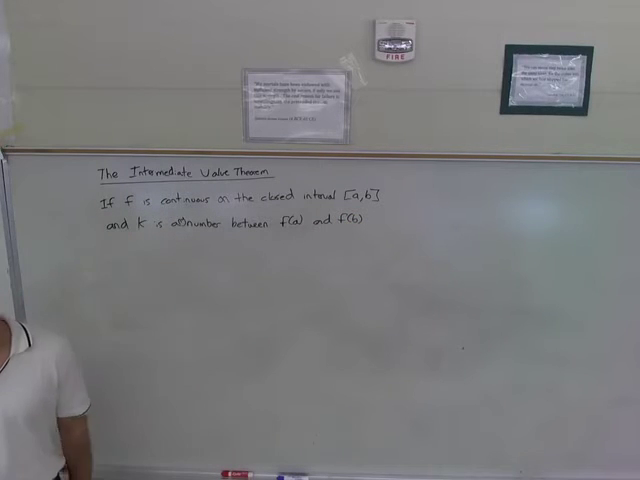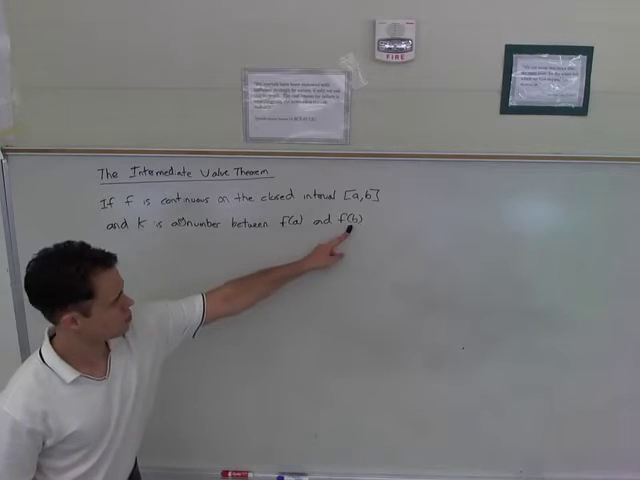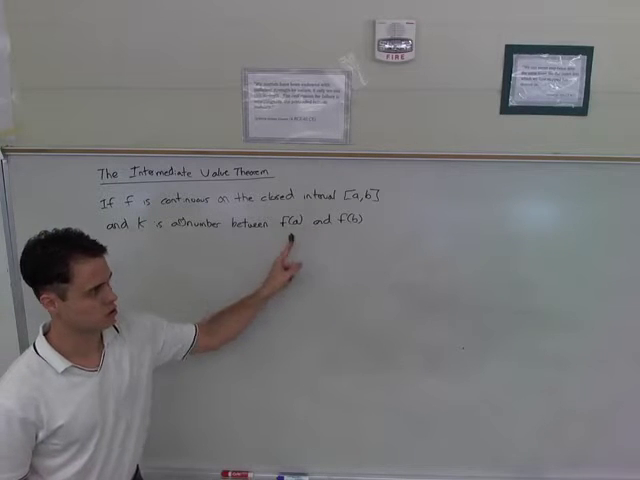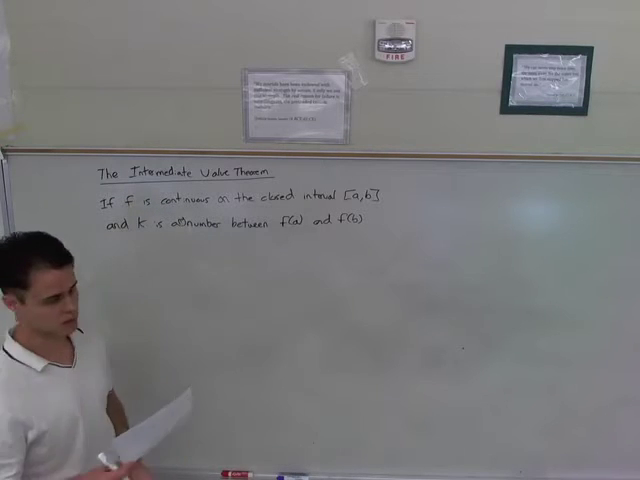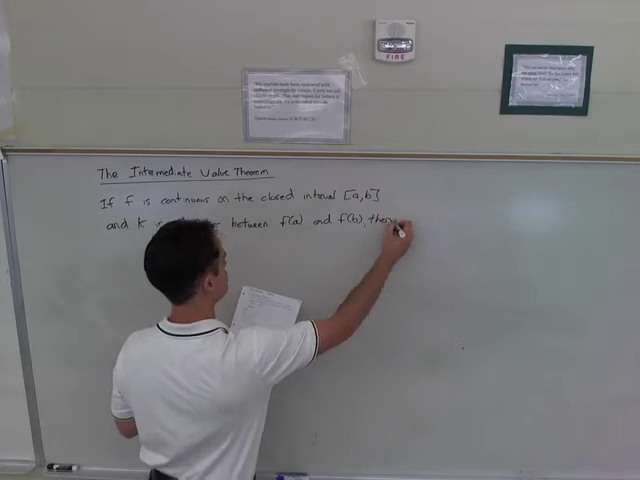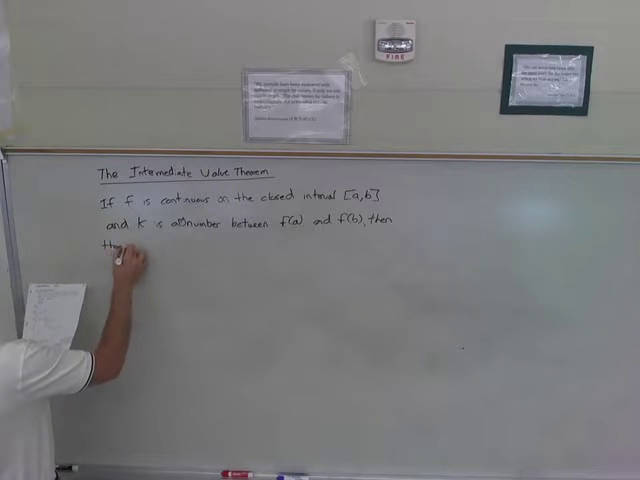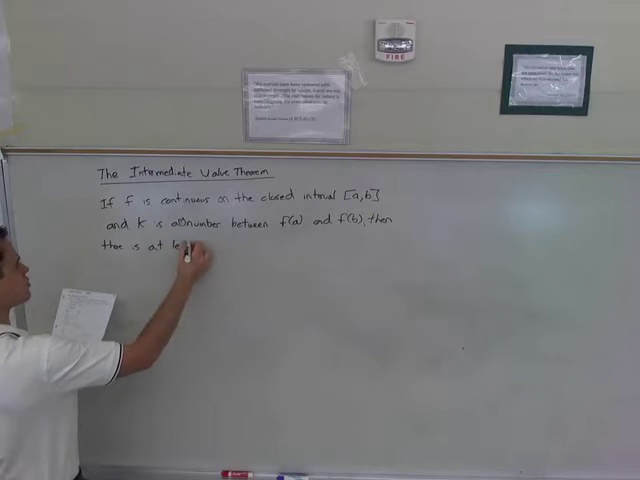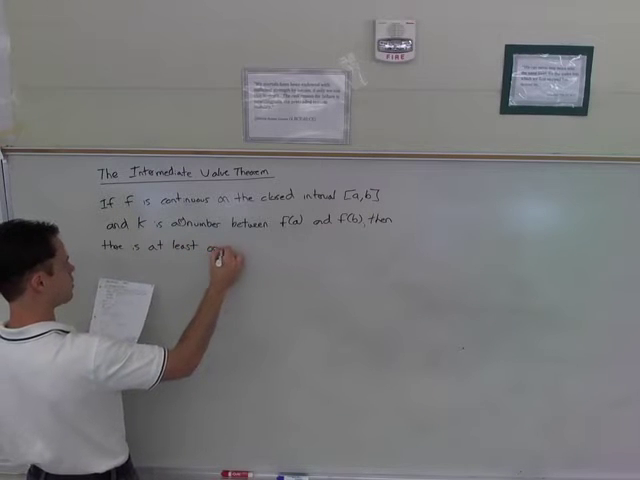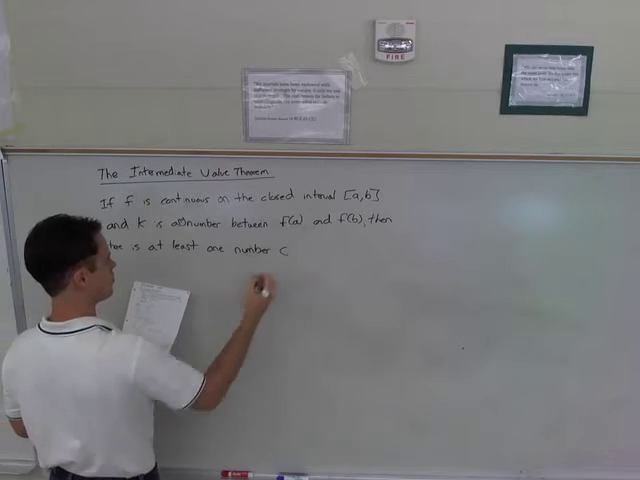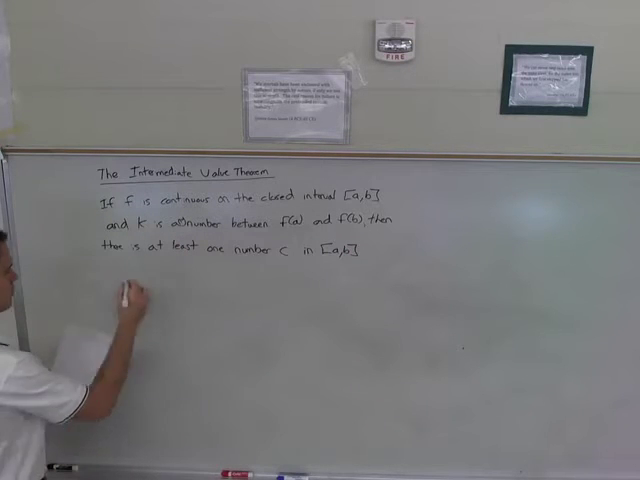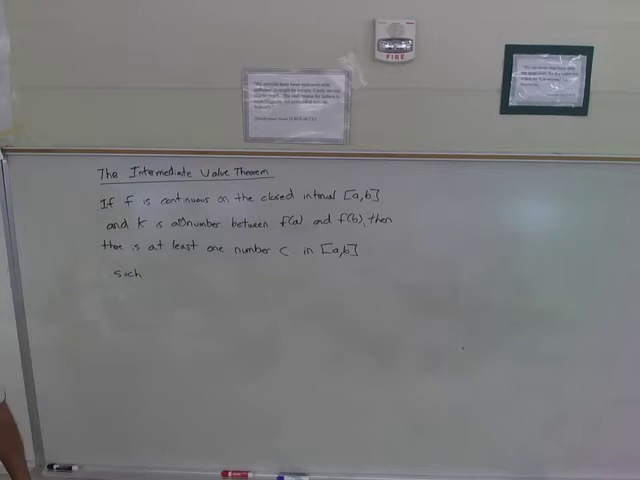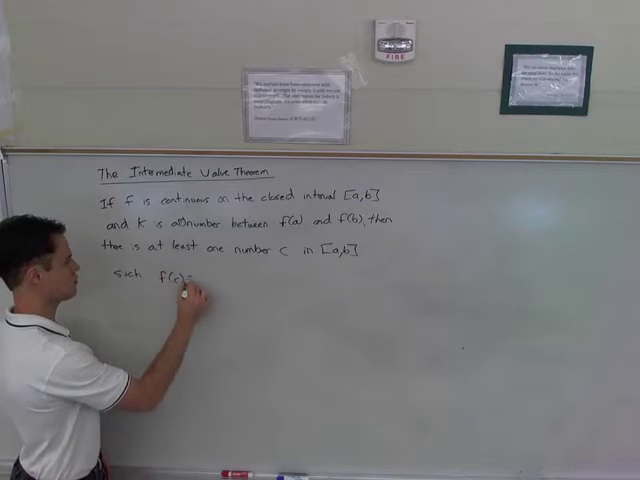So is k an x or a y value? No, it's an x... it's between these two, and what are these two? Those are y values. So k is a y value. It's on the y-axis, right? It says if that's true, here's the punchline, then there is at least, could be more than one, but at least one number, we'll call it c. That c is in the interval, so it's between a and b. And what's special about c is that f of c is equal to k.